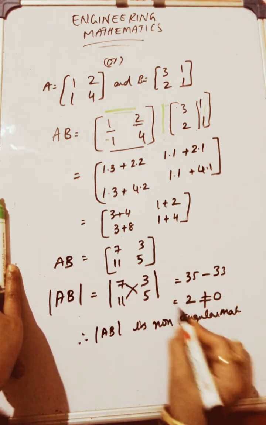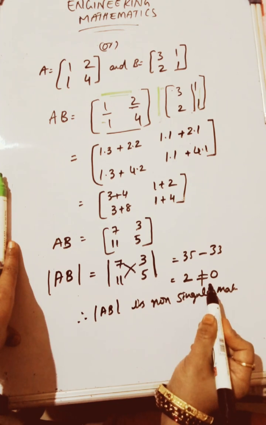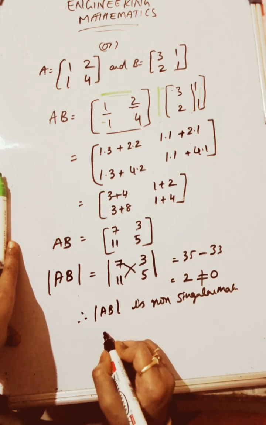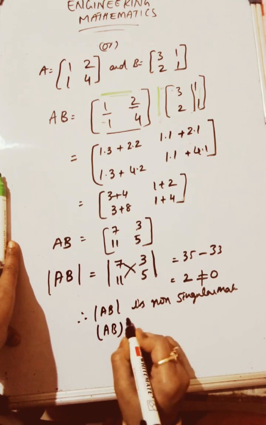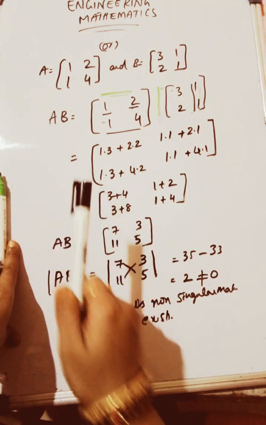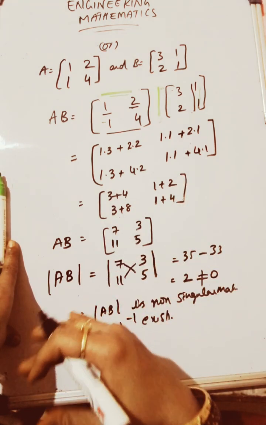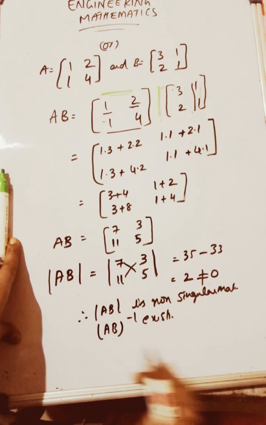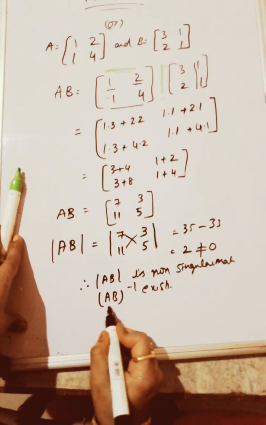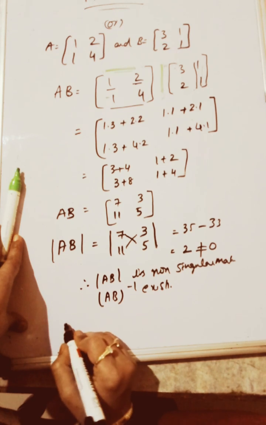This is a condition. If the determinant of AB is not equal to 0, then the inverse of that matrix will exist. In the question, they ask whether it exists or not. We have to find that first of all, and if it exists, then we have to solve for it. So this matrix inverse will exist.